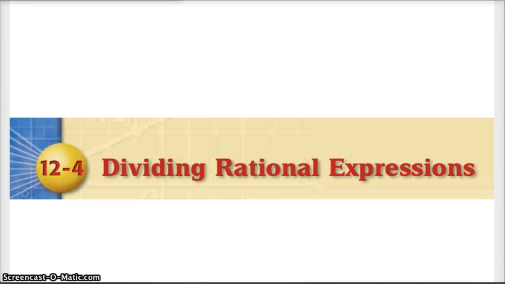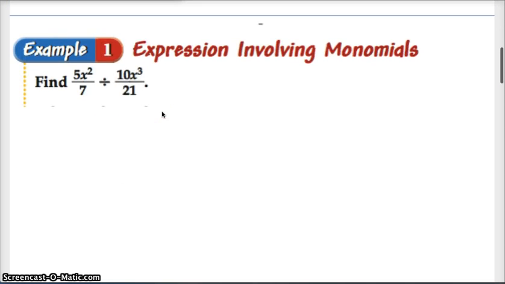We are looking at section 12.4, and we're going to be talking about dividing rational expressions. So last time we talked about multiplying rational expressions, and I talked about when you're multiplying rational expressions, you just mush the numerator and denominator together and you have a canceling party. That's what we're going to do here, except we remember when we're dividing fractions, right?